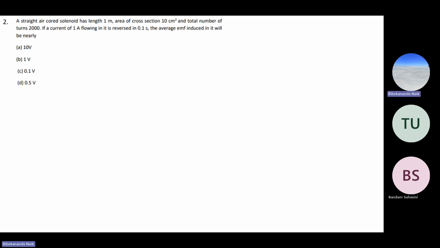Yes, can anyone tell me what will be the average EMF that will be induced in the solenoid?